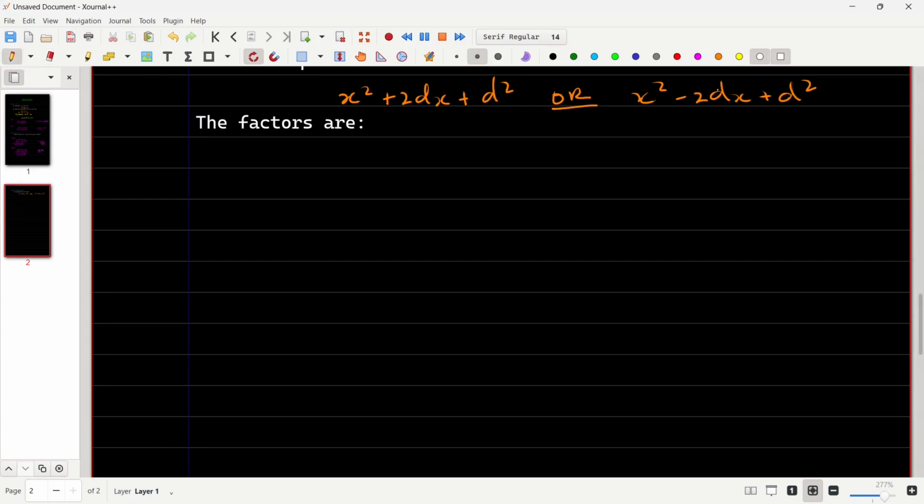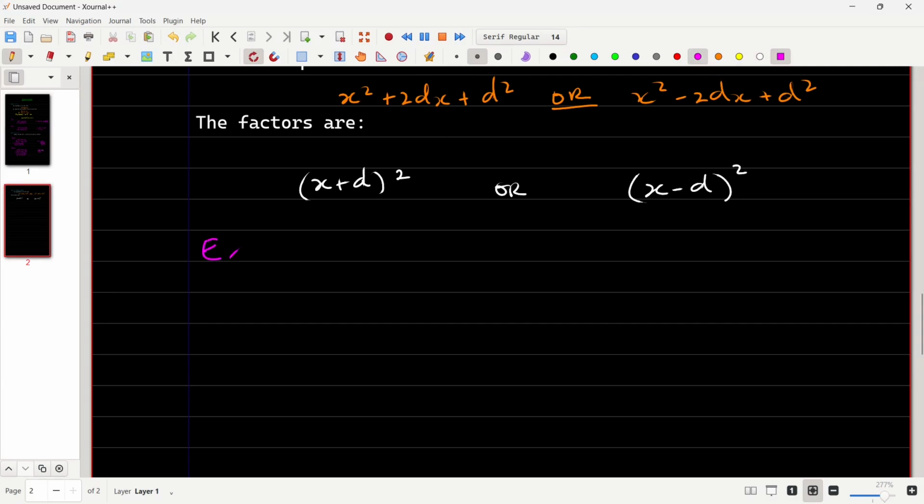x plus d squared, or it's going to be x minus d squared. Sorry, this is supposed to be d. Why am I saying a squared? All right. So you can get either the positive squared or the negative squared. And let's do this in examples quickly.